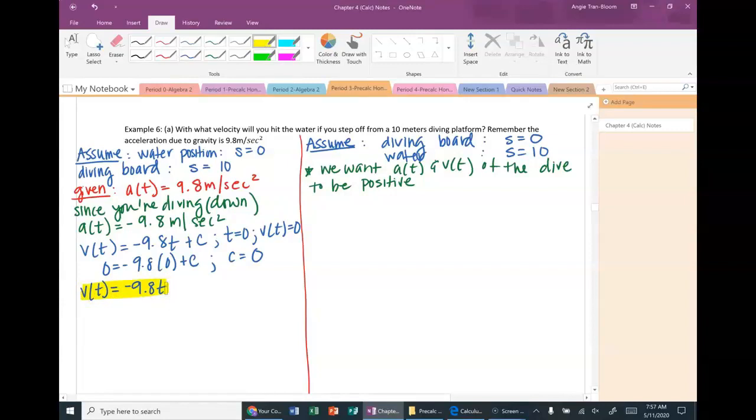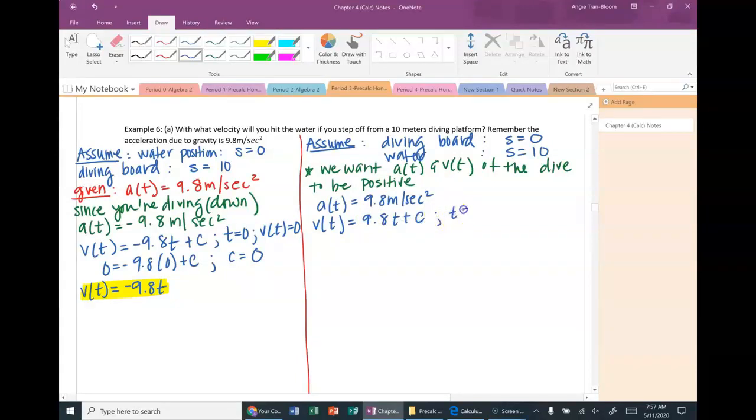Now let's go over here to the right and do something similar. Again, we are now using the given acceleration as a positive measurement, so 9.8 meters per second squared. So acceleration is going to be 9.8 meters per second squared. Similarly, we want to find velocity, which is taking the antiderivative of that. So it's going to be 9.8 t plus c.